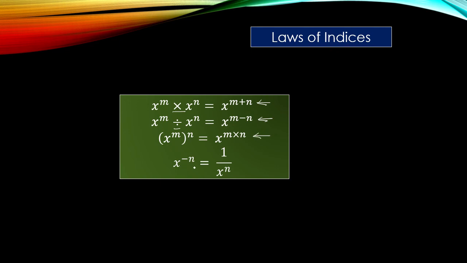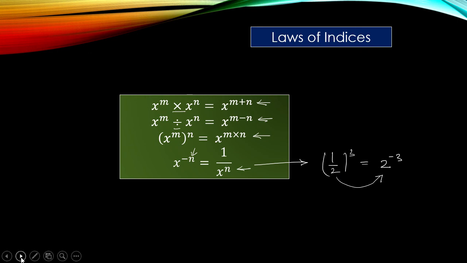Now in the fourth law, if a number is raised to a negative index, then if we reciprocate the base, the index must be positive. We can see this law by an example. If we take 1 by 2 raised to 3, and we reciprocate the base, the base is now 2, so the index must be minus 3. So the fourth law says if we reciprocate the base, the index must change its sign. This is the fourth law.